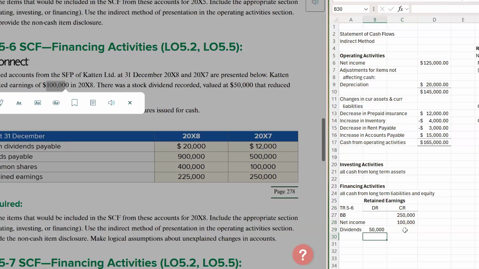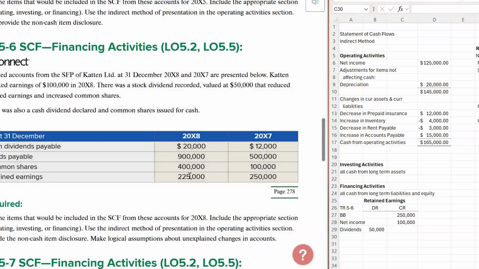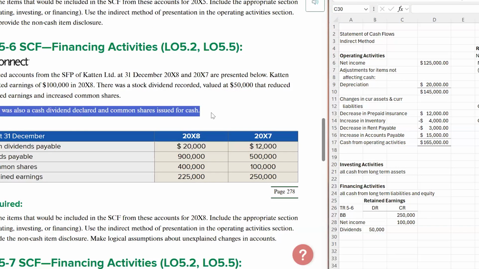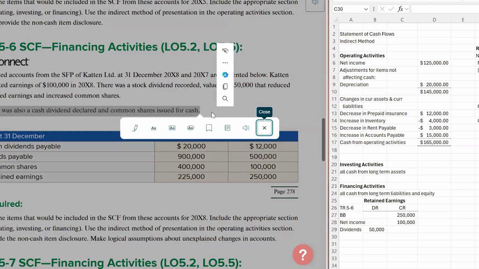Okay, so hopefully everyone's following this so far. Now, if we look at this, our retained earnings should be 250 plus 100, 350, minus this, it should be 300,000. Well, it's not, it's 225. So what does that mean? Well, it also means that, and it tells you this, there was also a cash dividend declared and common shares issued for cash. So this one isn't an assigned problem. That's why I'm doing it as a demo, because you have another financing activity one here you can practice. But basically, because you need your closing balance, we know we need it to be 225. That is our answer at the end of the day.